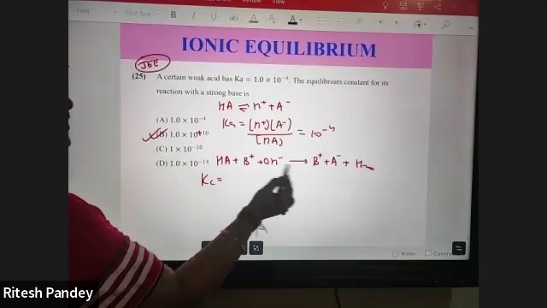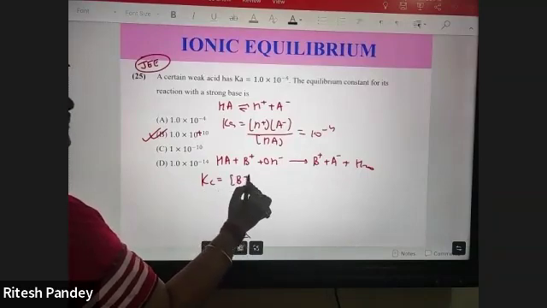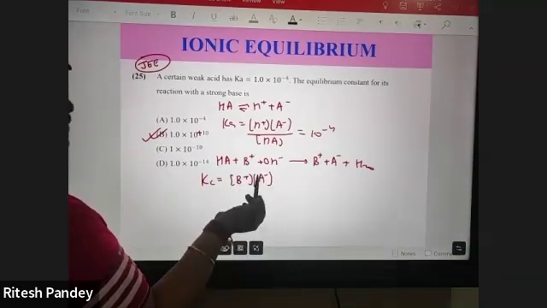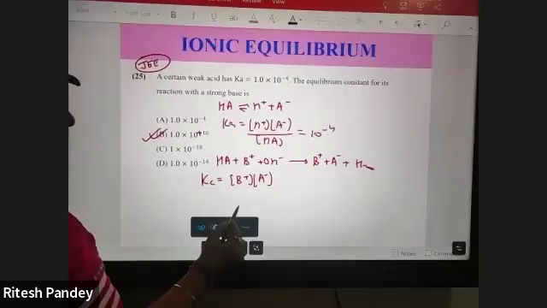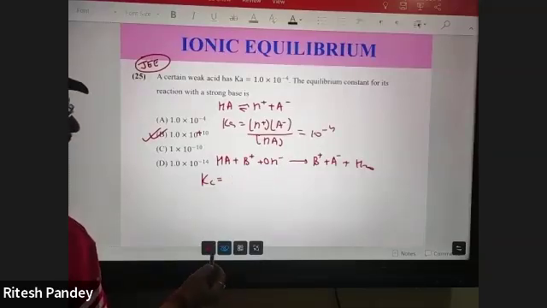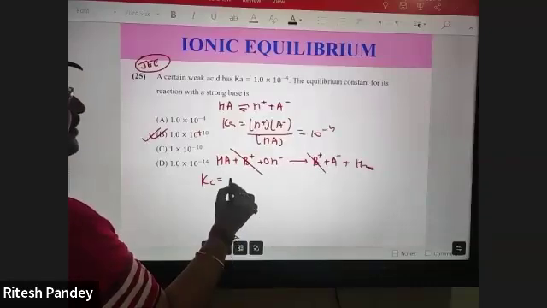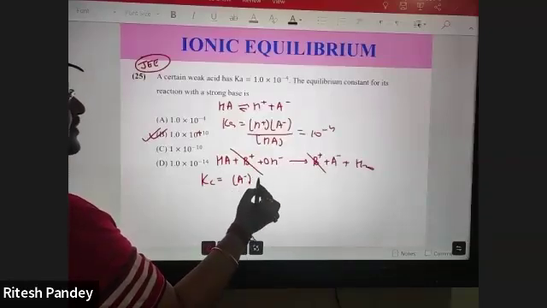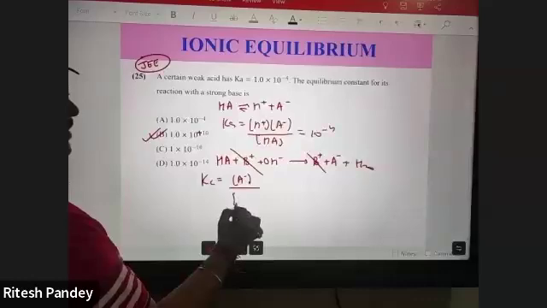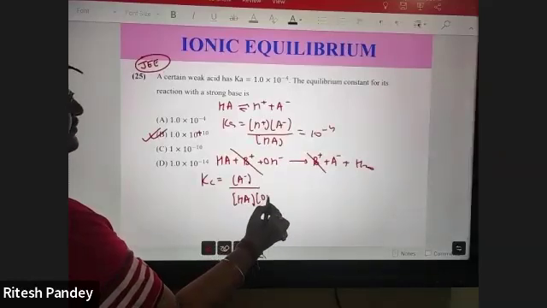So what should be the equilibrium constant for this particular case? Shouldn't it be B plus A minus upon HA and OH minus? I would again want to avoid the pain of writing B two times. To be very correct, B plus would naturally even out on either side, so it would be A minus upon HA and OH minus. Yes or no? I don't write water anywhere.